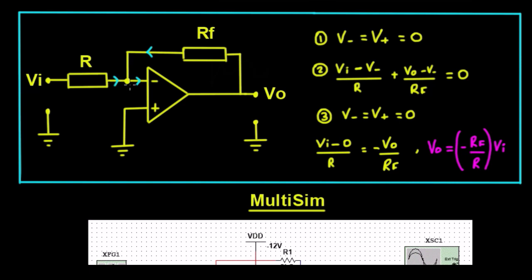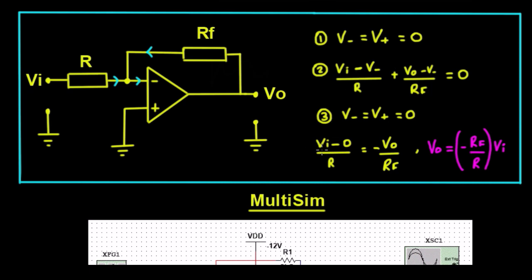Now we know that no current flows into the input here, so whenever we add these currents, this current here plus that current here has to equal that current there, but that current there equals 0, so this whole thing here must equal 0. And we've seen that our V minus is going to equal our V plus, which is equal to 0.